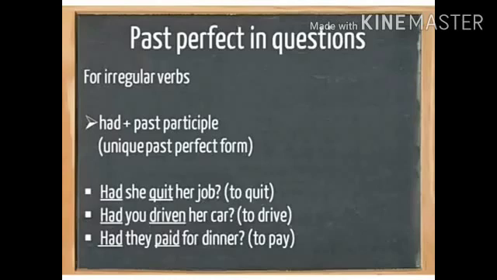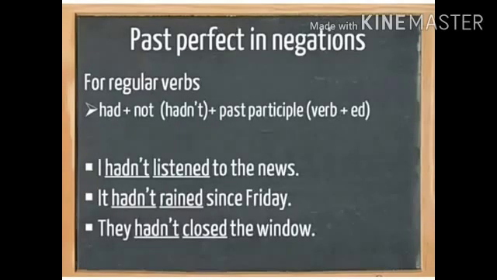Let's have a look at the past perfect in negation. First, for the regular verbs we use had plus not plus the past participle, which again is made by adding ed to the base form of the verb. I hadn't listened to the news. It hadn't rained since yesterday. They hadn't closed the window.